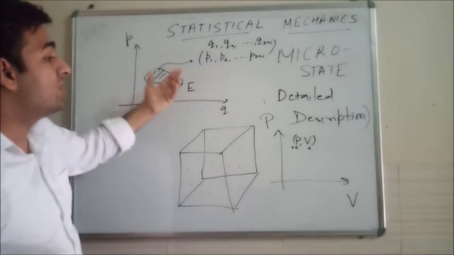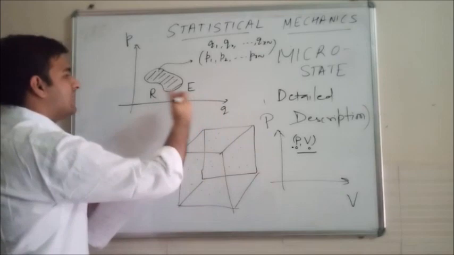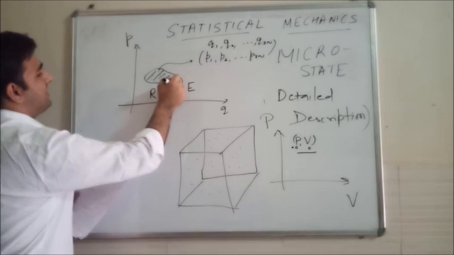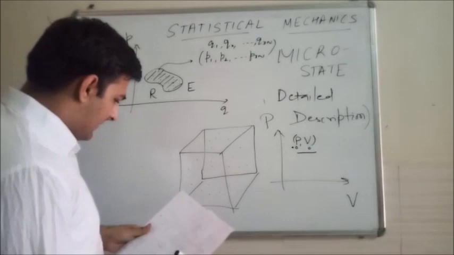So we see that a given macrostate can have a correspondence with an infinite number of microstates. So that's a rough idea of what macrostate and microstate look like. So let's now jump to the postulates of statistical mechanics.